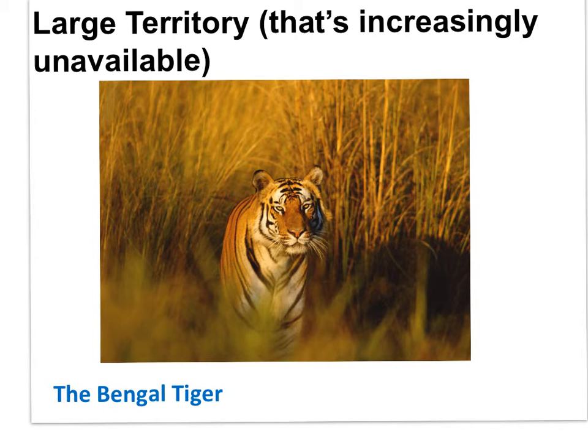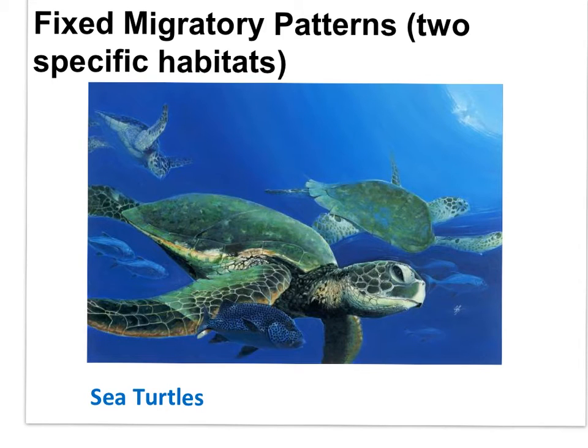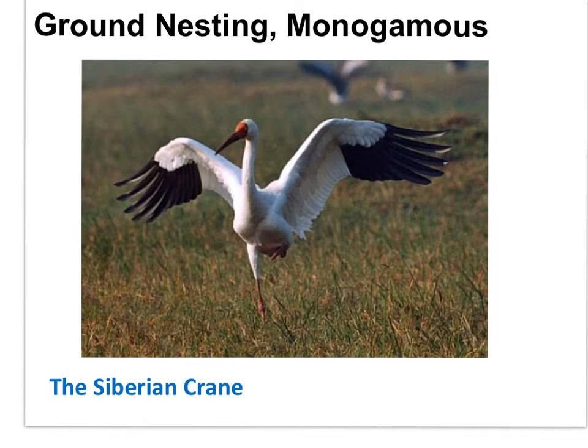A requirement for a large territory makes a species more prone to extinction. As humans take more and more habitat for their own needs, species that require large habitats are increasingly threatened. Species with fixed migratory patterns rely on two different habitats for success. This makes migratory species prone to extinction because if either habitat of the two is disrupted, the species is at risk. Ground nesting species are prone to extinction because their eggs are more vulnerable to predators. This is a particular issue when non-native species arrive, ready to eat anything they can get hold of.